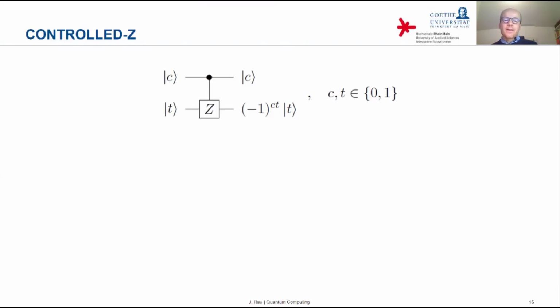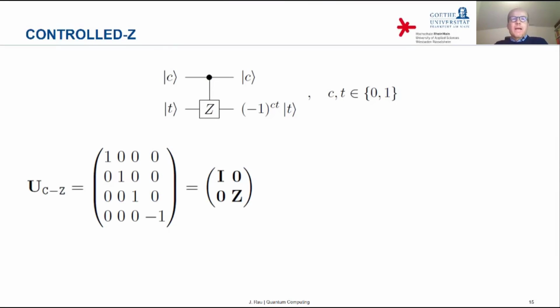If the control qubit is in basis state 1, so if C is equal to 1, then you apply to the target qubit a Pauli Z. Now the Pauli Z, remember what that does? It does nothing if the qubit state is the basis state 0. So if T is equal to 0, then still the Pauli Z doesn't do anything. And if T is equal to 1, then you acquire a factor -1. Yeah? So if both C and T are equal to 1, then you get the factor -1. That's the controlled Z.